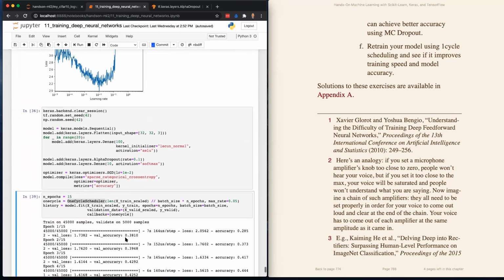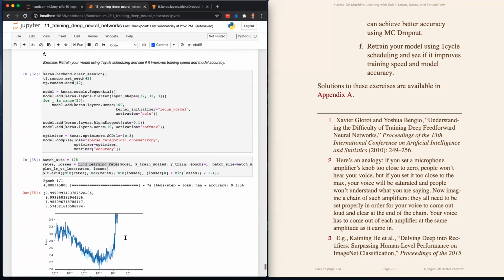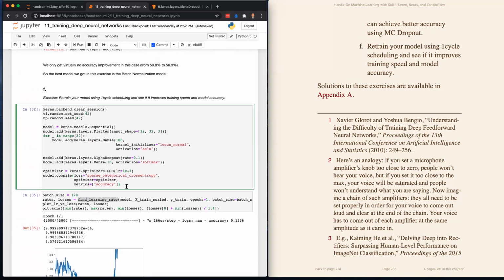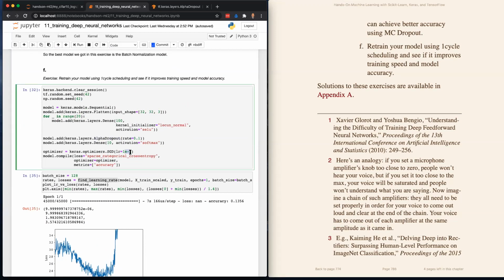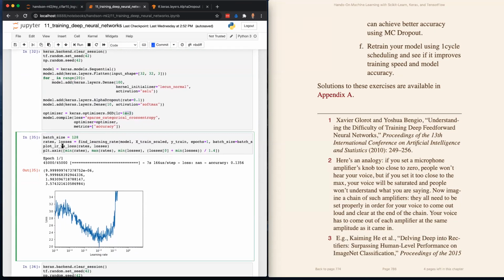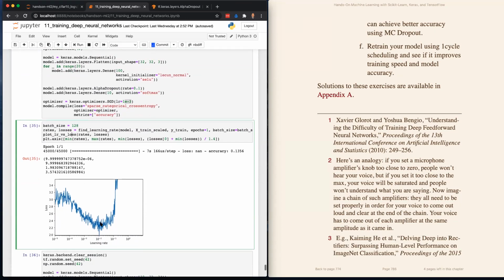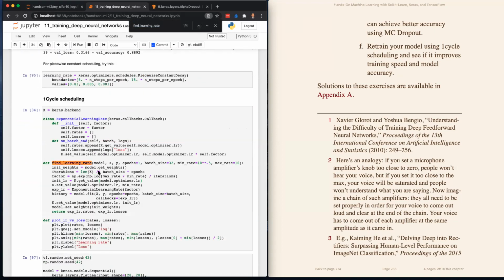Let's go back and ponder on what he has done. Here he has just redefined the whole model: 20 layers, dense layers with 100 neurons, SELU as an activation. He's using alpha dropout, and learning rate is 1e-3. And in here, he is using this find learning rate. Finding learning rate, let's go back and see if we can figure something out quickly, which is defined here.